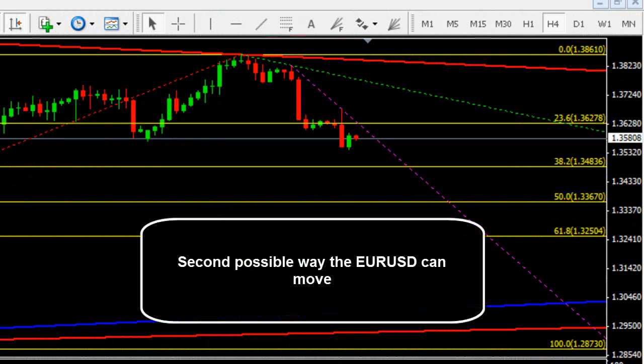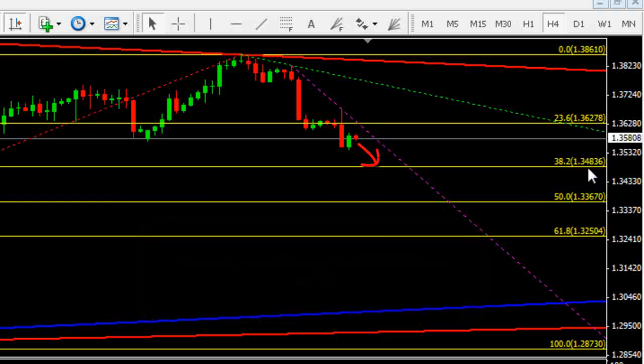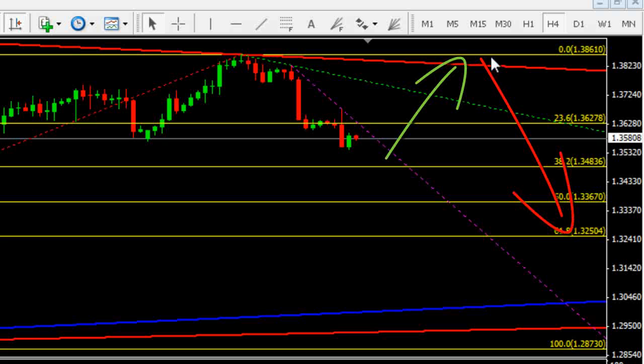Or the second possible way: on Monday Tokyo session, price could touch this 38.2 at 1.3483 and bounce back by breaking this branch trend line and this immediate downward trend line and finding a resistance back at the recent high of 1.3861, like forming a double top formation and falling back to 38.2 or 50 or 61.8.